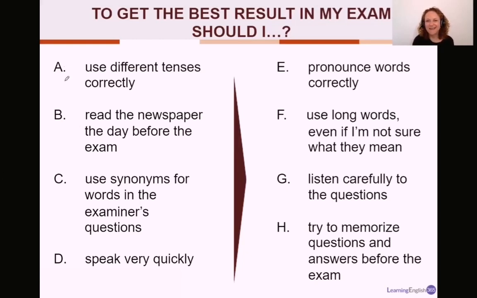Number 1, or A, use different tenses correctly. I think we know that's a given by now, don't we? You know, you are tested on your range of grammar and your accuracy. So yes, use different tenses, use them correctly. So this means even if the examiner asks you a question in the past or the present, try and follow up your initial answer with something in a different tense.